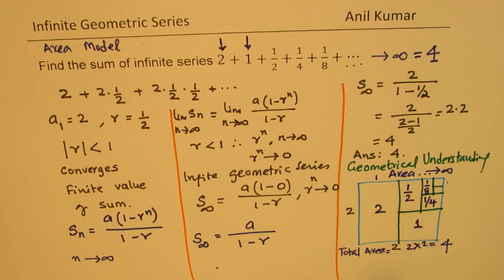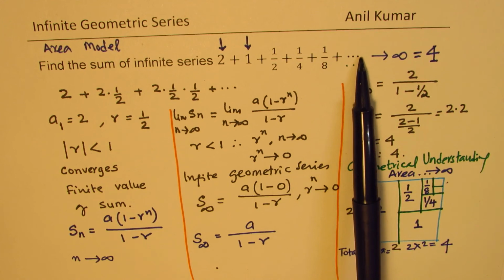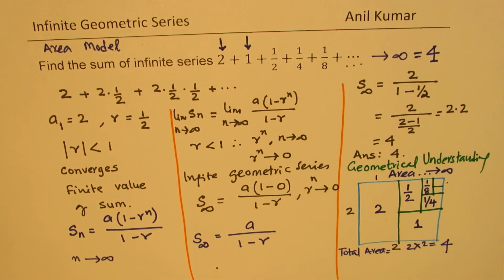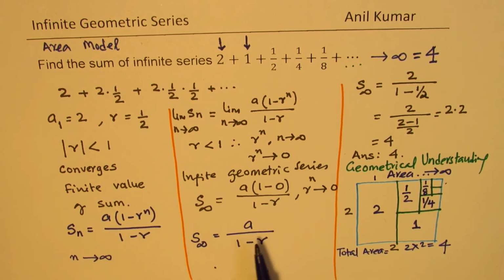And therefore we can say that the total area will be 4, and this series will be approaching a value of 4 as we take infinite terms of this particular series. Does that make sense to you? This also confirms that the formula which we used here is perfectly fine, and it can help us to solve similar questions. I hope that makes sense.